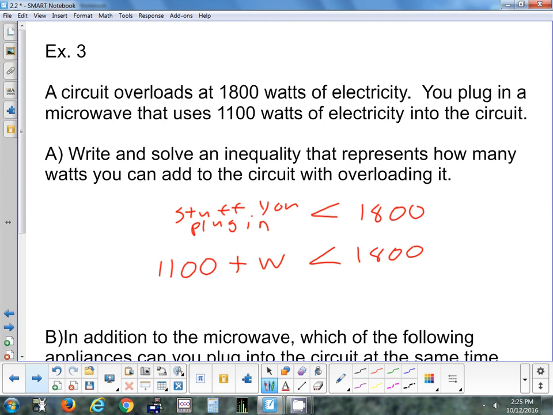Okay, did we do what they wanted in part A? We did part of what they wanted. Read the directions. What do the directions say to do? Write and solve. Yeah, we wrote it. Now we need to solve it. Somebody tell me, how do I solve this inequality? What do I have to do? Ashley? Subtract how much? Okay, subtract 1100. What does that leave me with on the left? W is less than, what's 1800 minus 1100? 700.